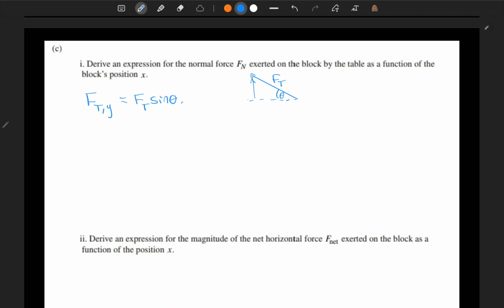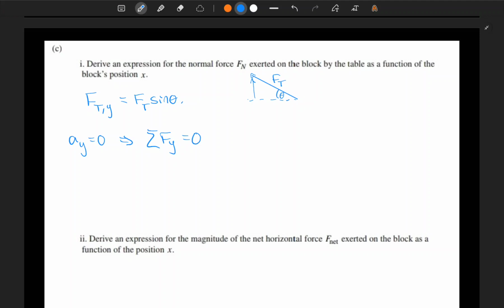And since m never leaves contact with the table, we see that the acceleration in the y direction is 0. This implies that the net force in the y direction is equal to 0. So we sum, that's what this sigma is. We sum over all of the y components of the forces, and that sum should be equal to 0.